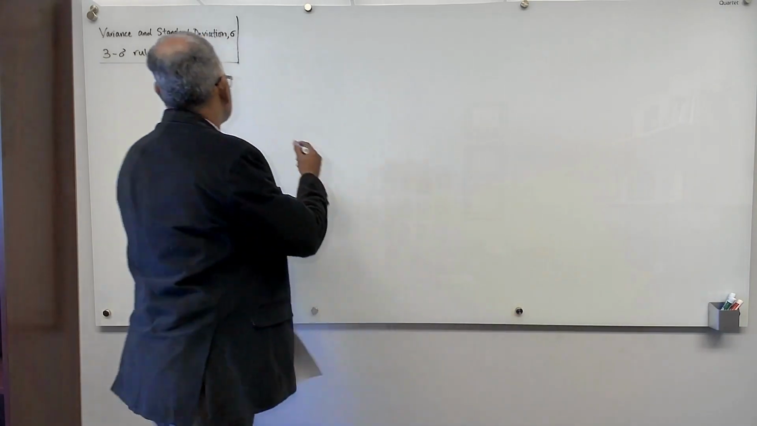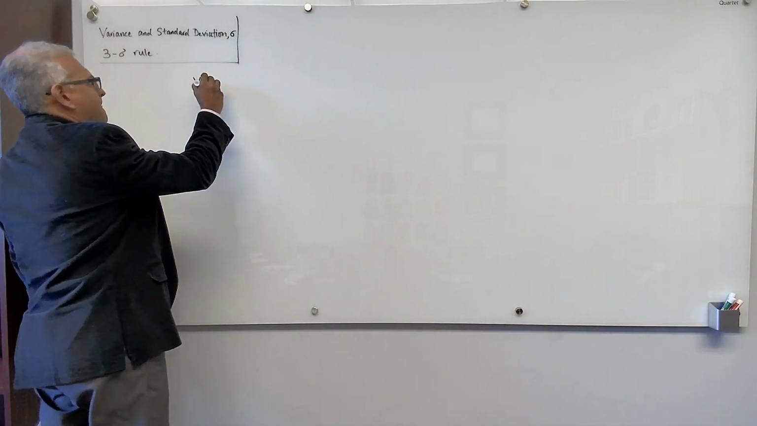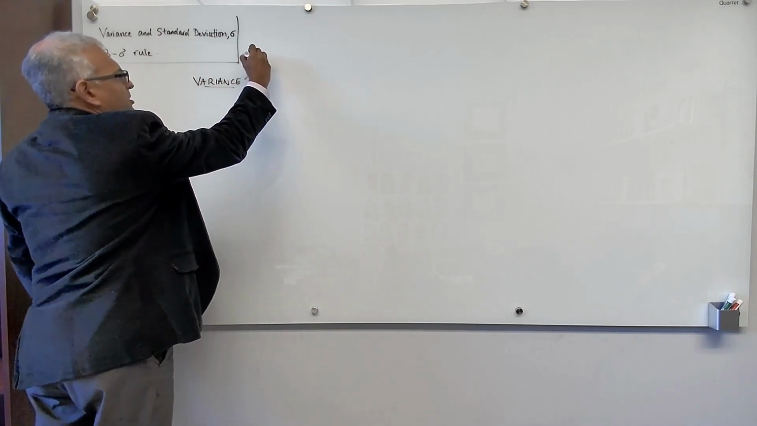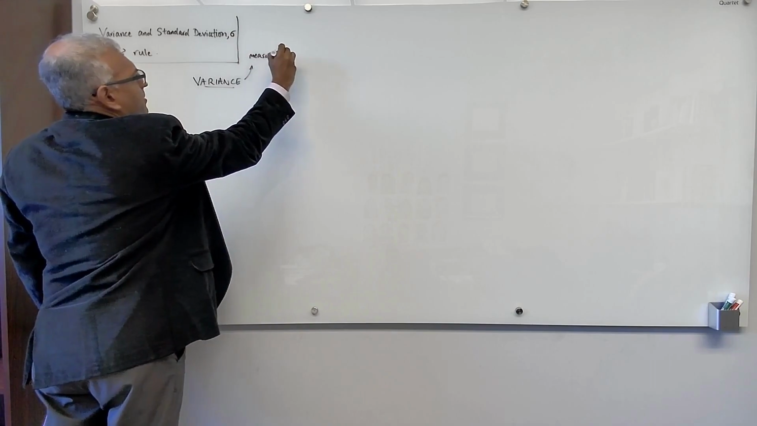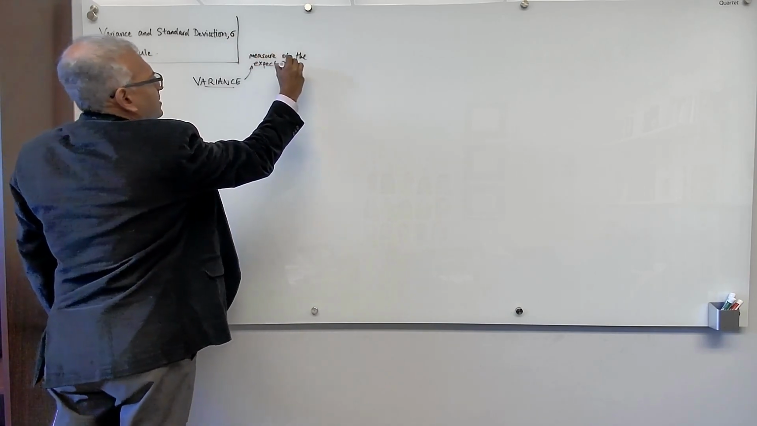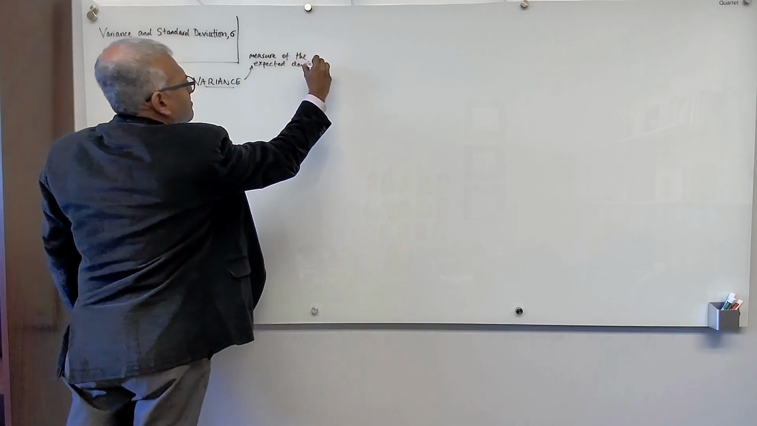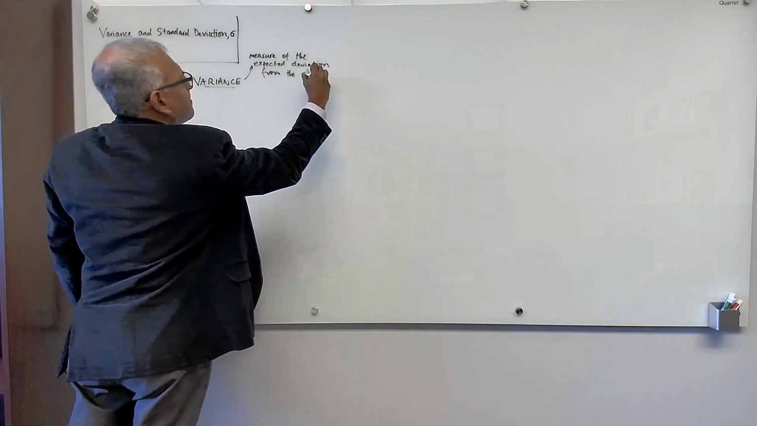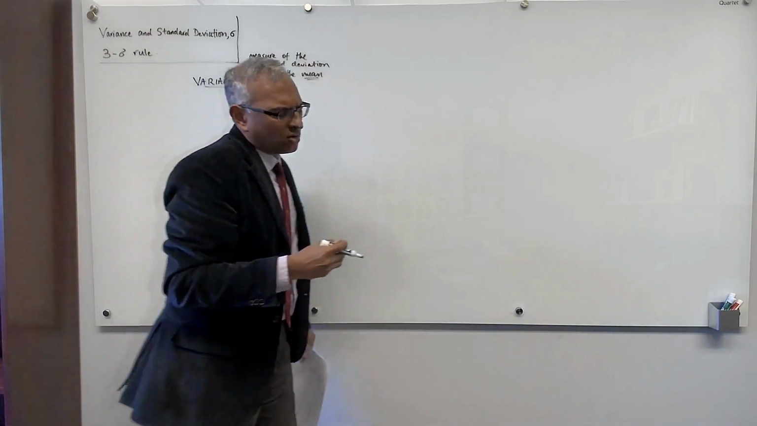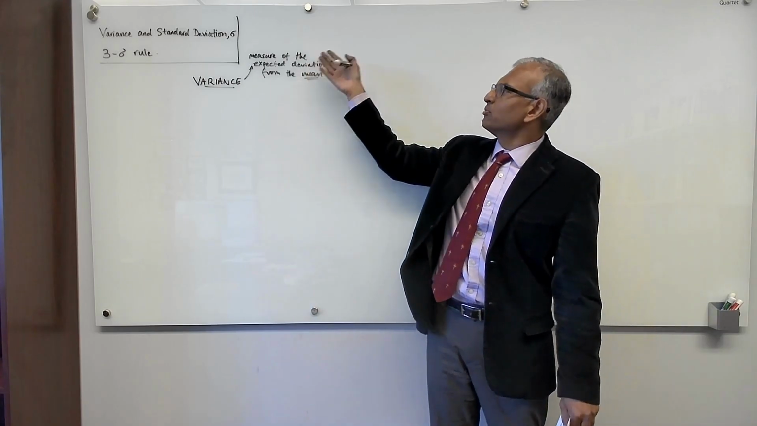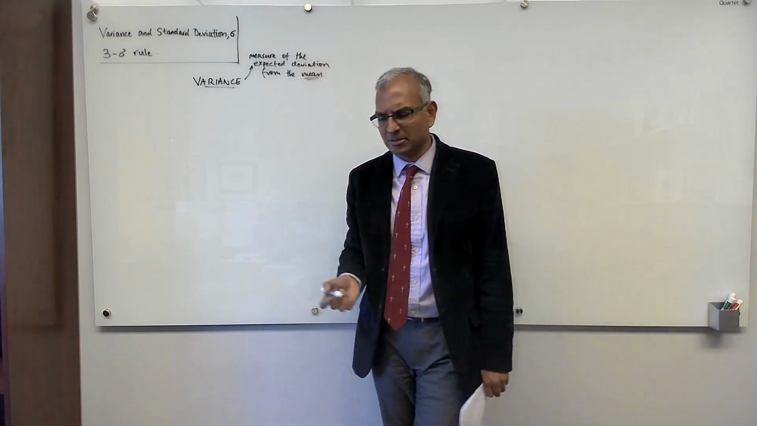So let's start with the variance. So the variance is a measure of the expected deviation from the mean. So from now on, we're going to call the expected value of a random variable the mean. Okay, because otherwise we have too many expecteds flying around, so it's a little bit more convenient.